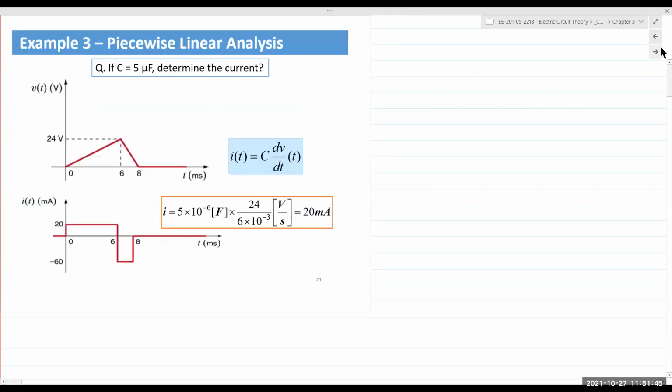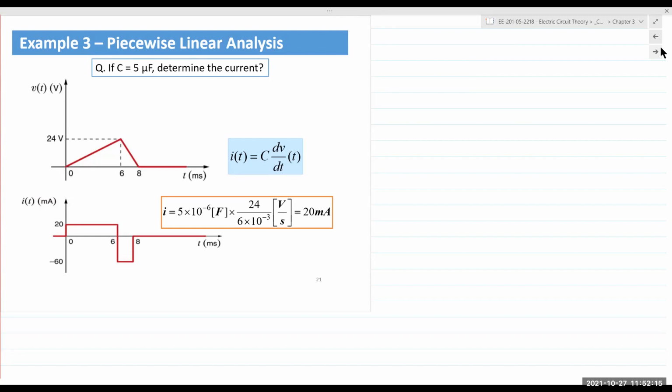Okay, this waveform is a graphical representation of a voltage that is being applied to a capacitor of 5 microfarads. We are asked to find the current. There is no mathematical representation, no equation that could describe this waveform. So what we do is we break it up into pieces, using a technique known as piecewise linear analysis. Why? Because every piece will be linear.